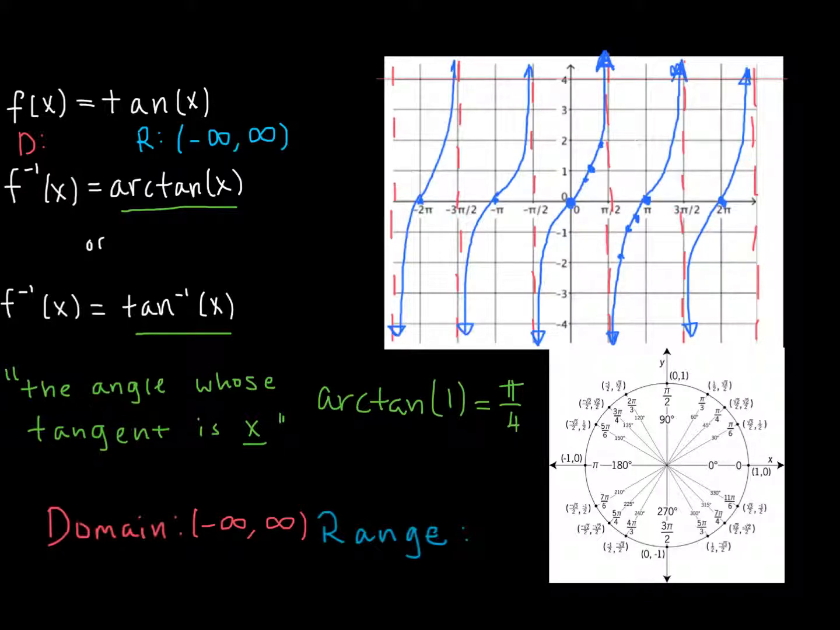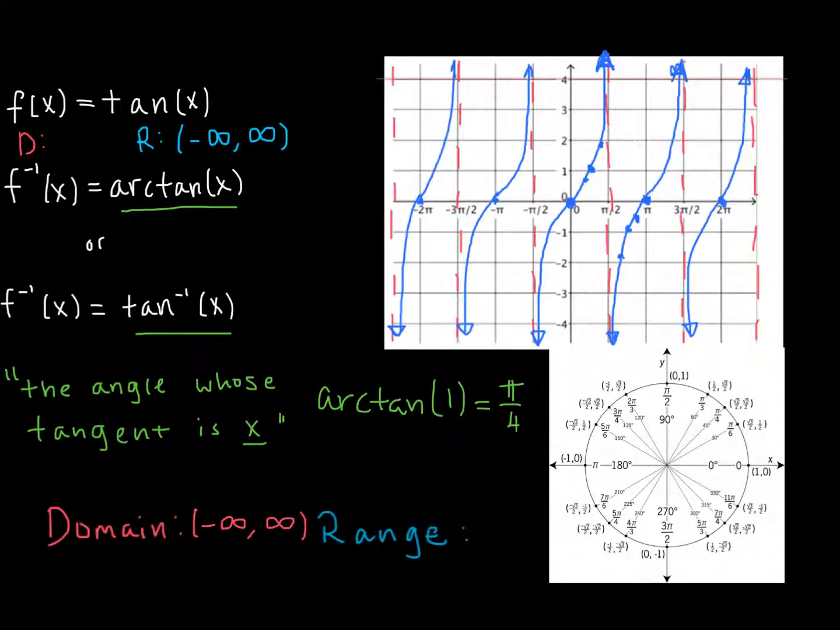All right, so now let's think about what the graph is going to look like. To do that, let's consider what would happen if you were to reflect all of these different pieces of tangent over the line y equals x.